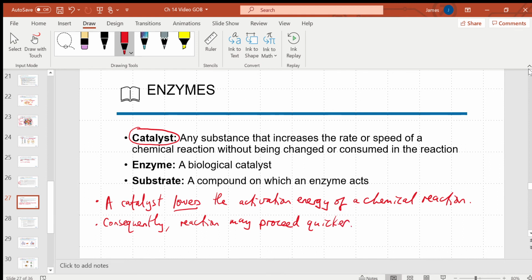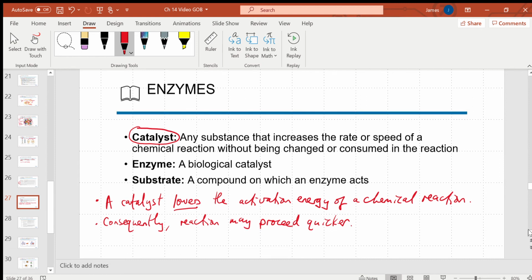So in this class, we don't go into the details of why it may go quicker, but we do distinguish the fact that a catalyst doesn't just make a reaction go faster. That's a potential consequence. A catalyst just lowers the activation energy. So whatever is stopping the reaction from proceeding to begin with, a catalyst can help lower that.